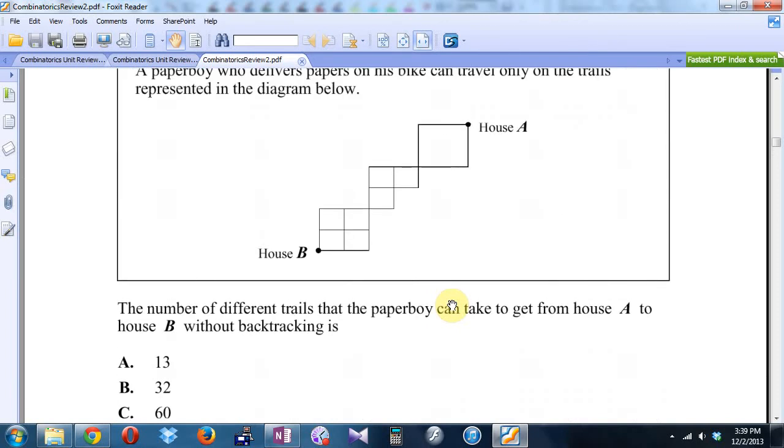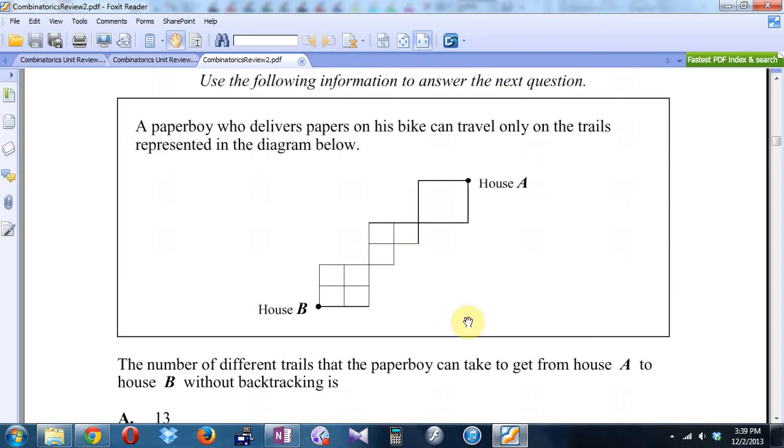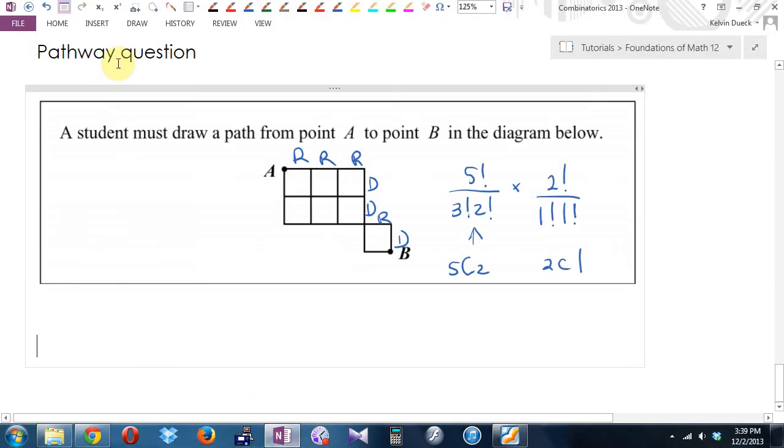Sure, right here. Do you know how I can tell it's irregular? We're missing a square. So the only way to solve this one is going to be with Pascal's.